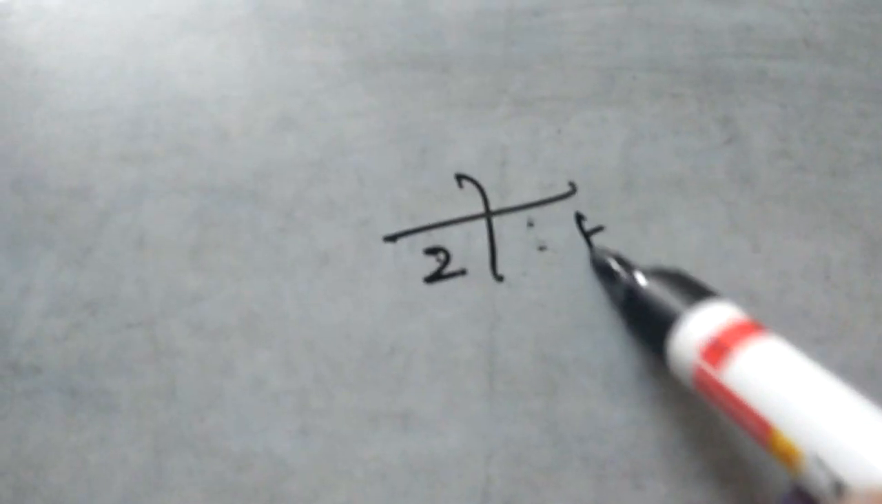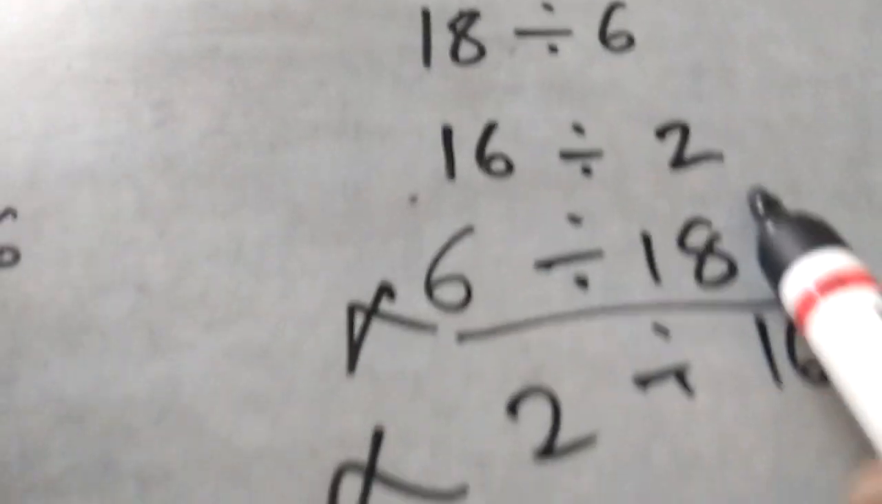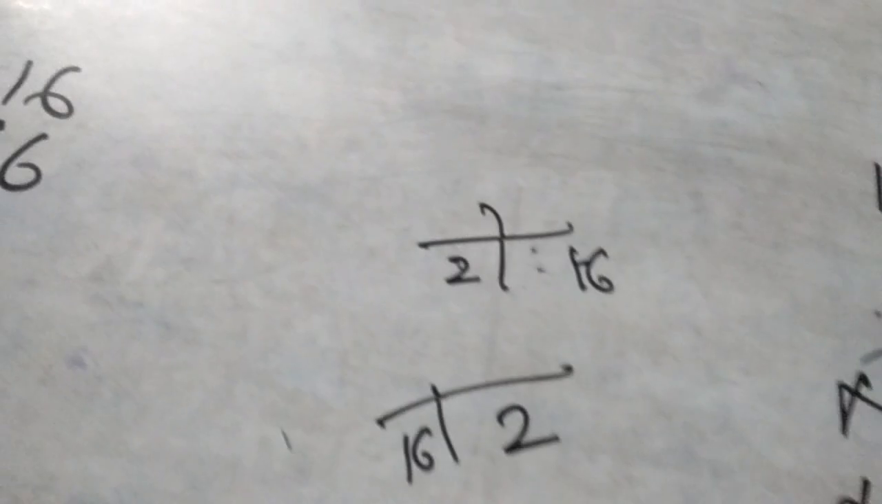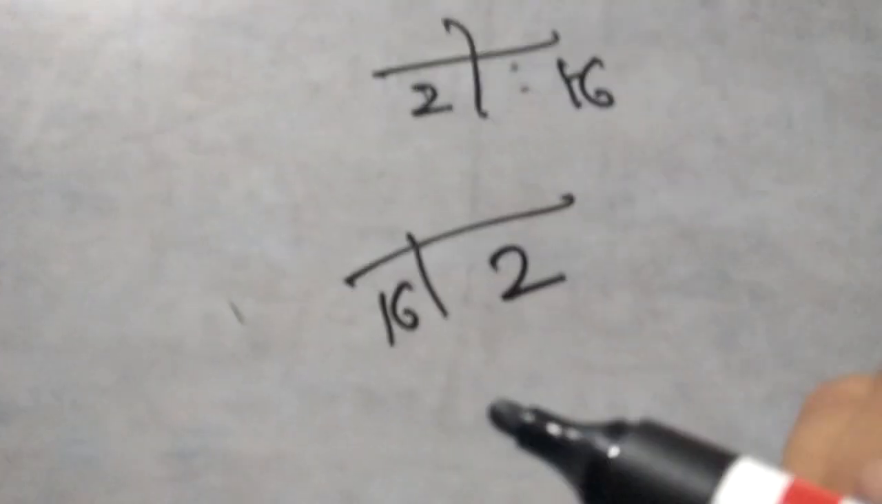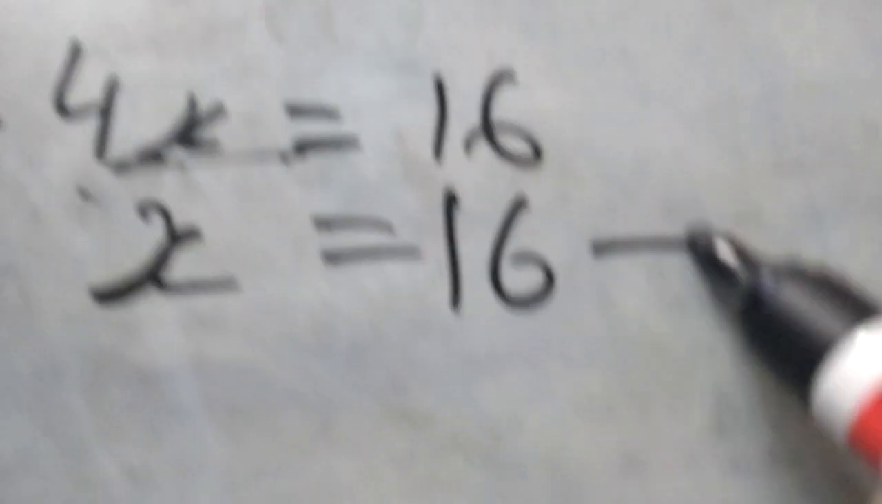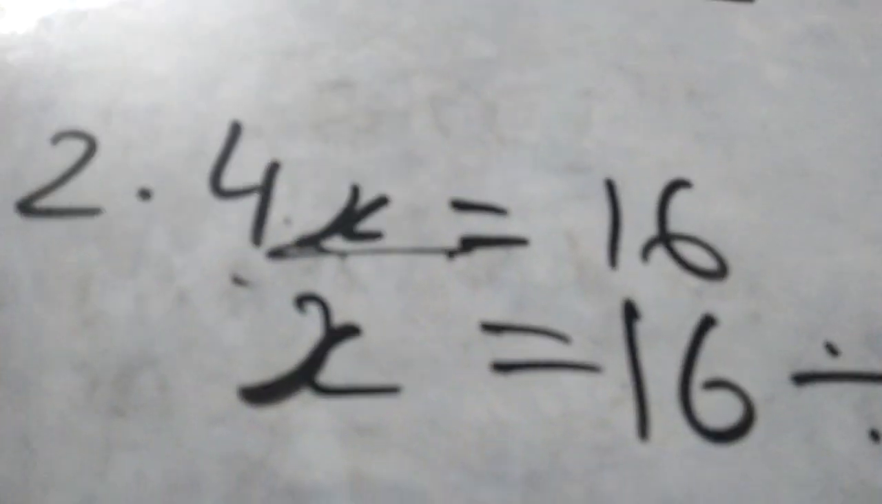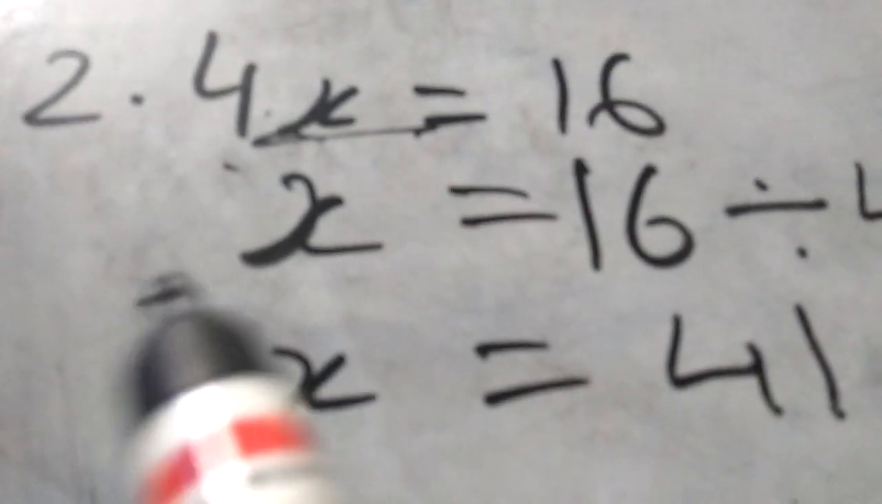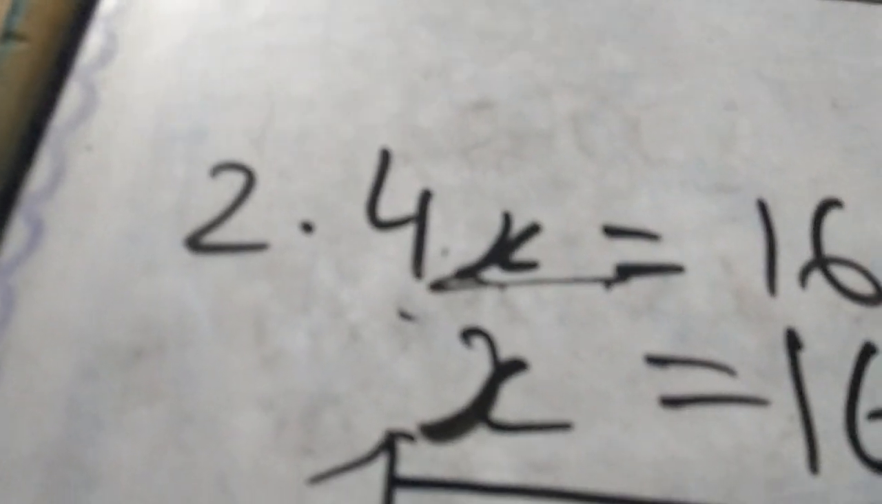This is the wrong way of writing, because we always write the smaller number here and the greater number here. But when we write it this way, it means that you will get the answer in decimals. So that's not what we want. This is the wrong way. This is the right way. So here the same thing applies. Divided by the number 4. So x equals 4. I hope you're getting it, guys.